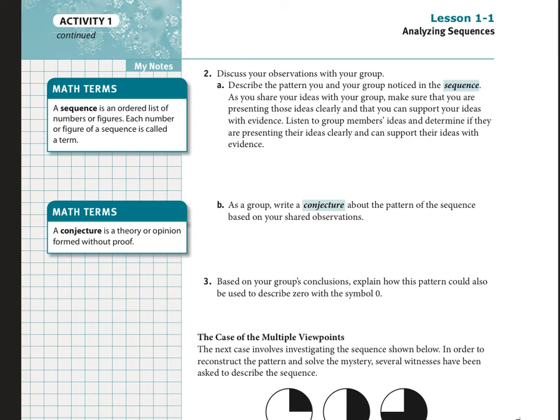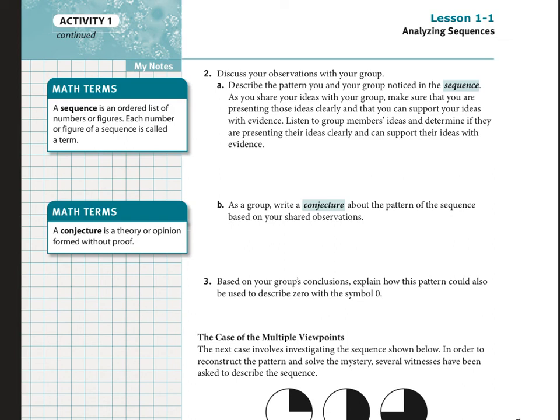Right, so that was just kind of our idea. Part B introduces a new term here called a conjecture, and you can see the math term definition. So a conjecture is just a theory or an opinion, right? We're not going to prove that it's necessarily true. It's very difficult to prove things in mathematics sometimes. You have to prove something will work for every single case.